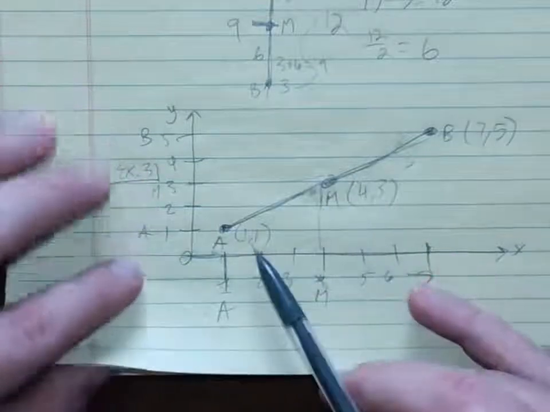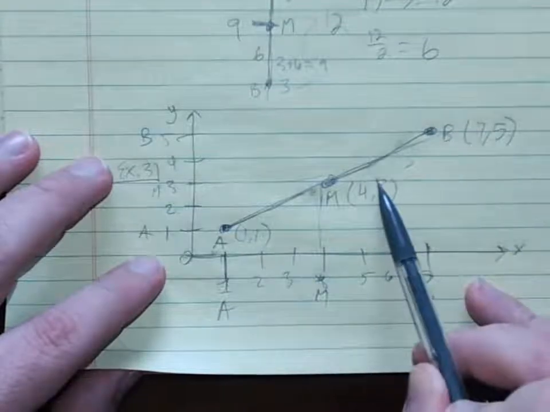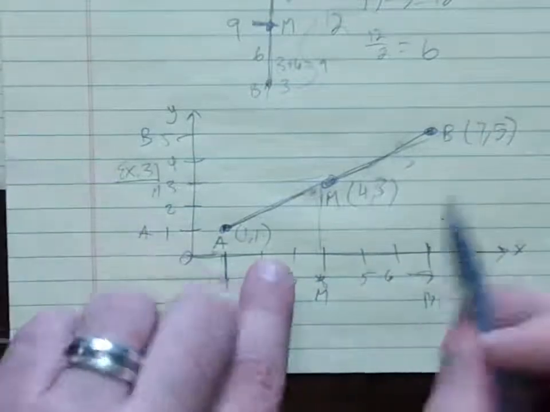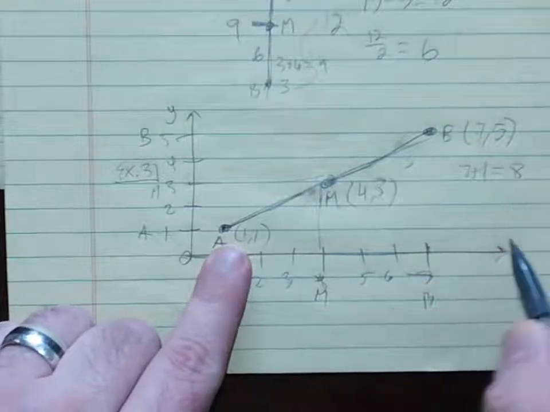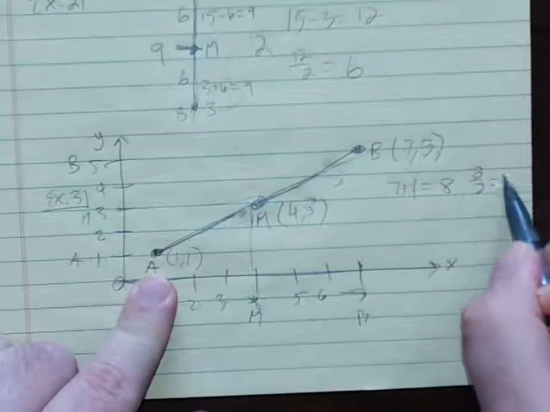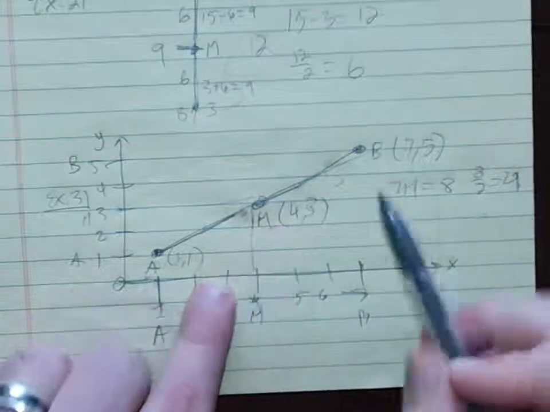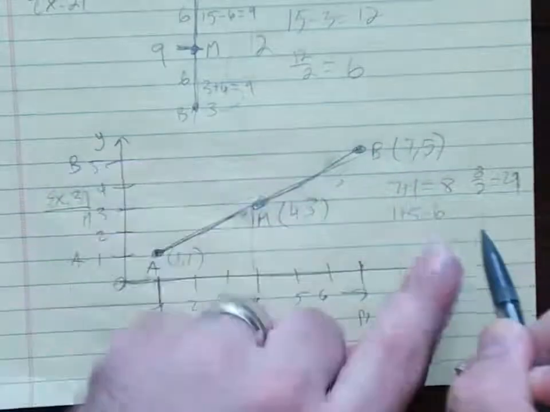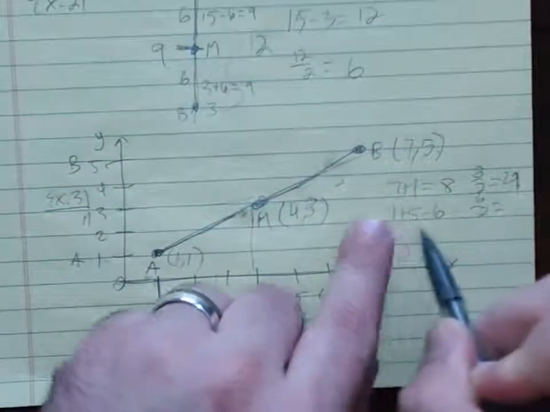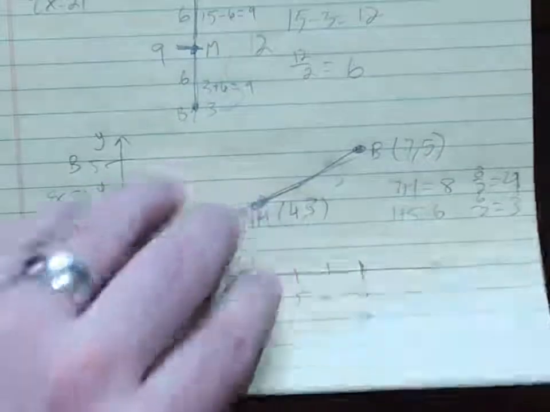Algebraically, how would we do this? Well, it turns out if you average the x's and average the y's, you get what's in the middle. Here's what I mean. 7 plus 1 is 8. 8 divided by 2 is 4. That was our x value, right? Let's do the same with the y's. 1 plus 5 is 6. 6 divided by 2, because I'm adding two numbers, is 3. So from that, they came up with this thing called the midpoint formula.